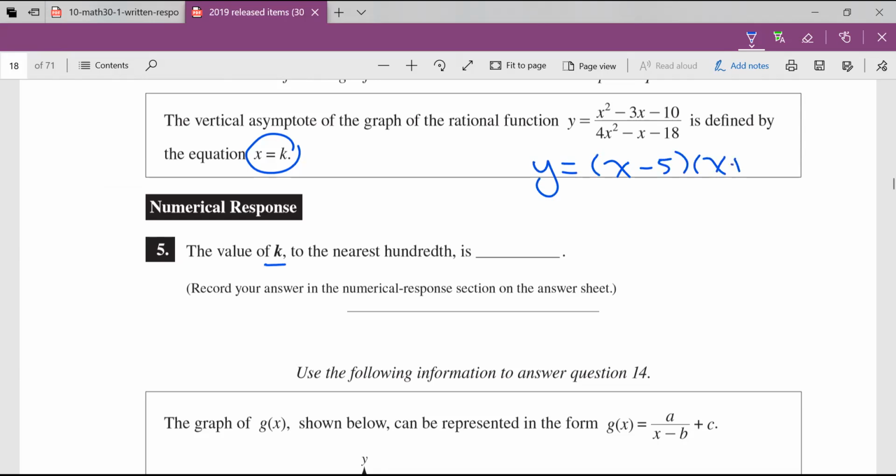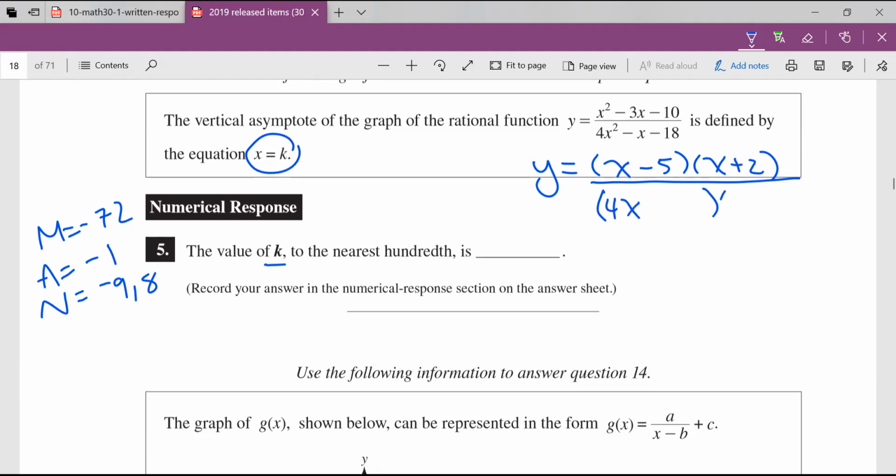And I get x minus 5, x plus 2. The bottom's a complex trinomial. Off to the side here, I need 2 numbers that multiply to 4 times negative 18. What's that? Negative 72. I need 2 numbers that add to negative 1. So my 2 numbers are negative 9 and 8. So what am I going to do here? I'm going to go 4x, 1x, and I'm going to say plus 2 minus 9. Now, if you're struggling with complex trinomial factoring, that's something you definitely want to practice before your diploma. You're going to have to do it a couple times.